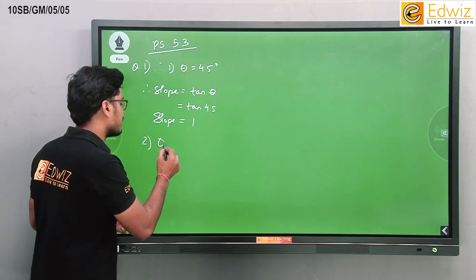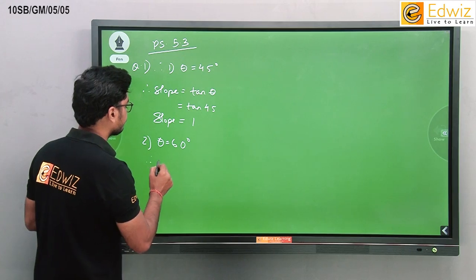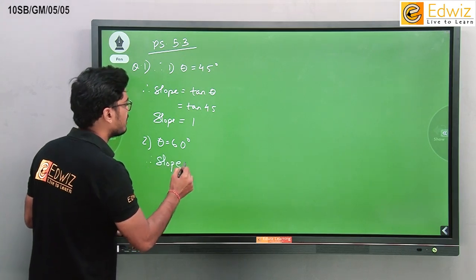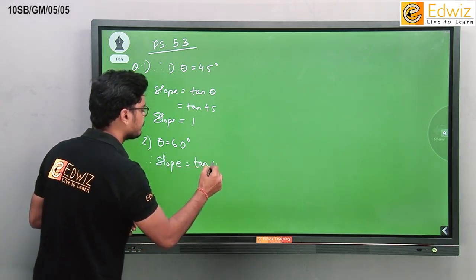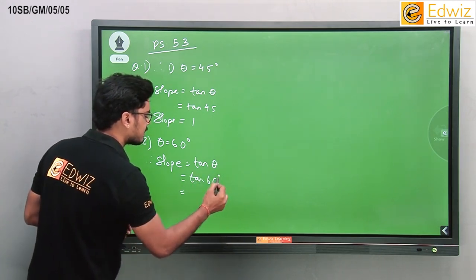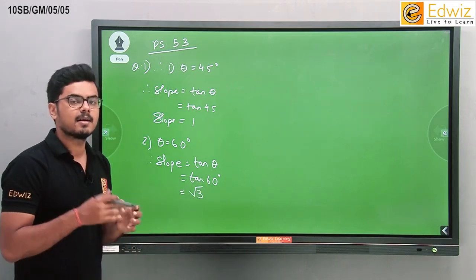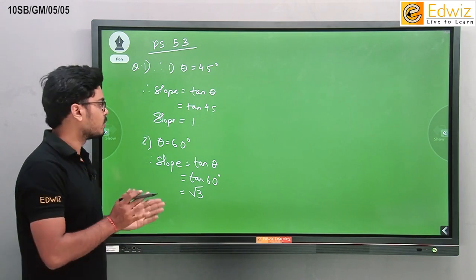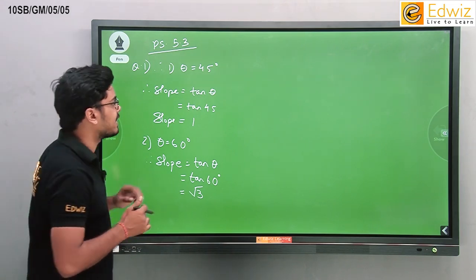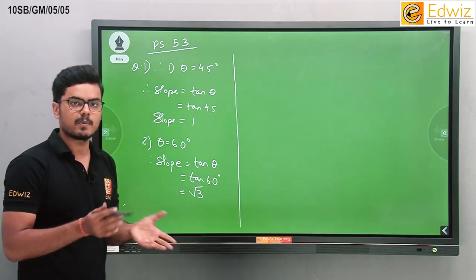सेकेंड वन में थीटा इज गिवन टू यू एज 60 डिग्री. स्लोप विल बी इक्वल टू tan थीटा, करेक्ट? एंड वी नो दैट tan 60 is nothing but √3. For this you should be aware about the table that you studied last year. वो तुम लोगों को अच्छे से याद होना चाहिए. Okay, at least for tan. And also you have a chapter on trigonometry later on, so वो काम ही आएगा.